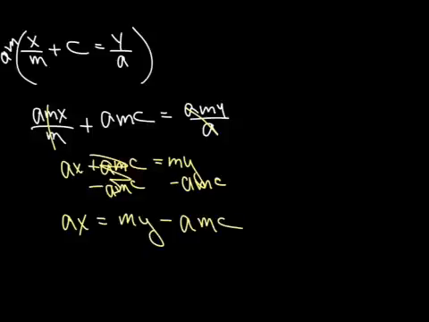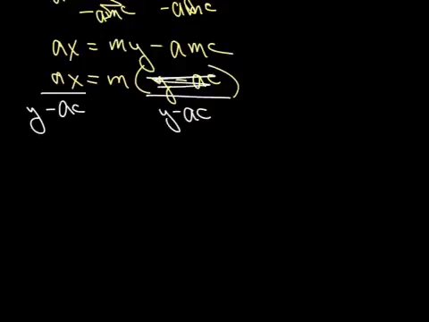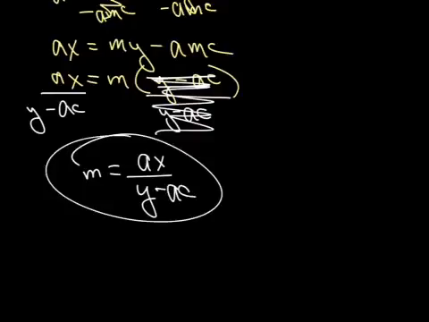Okay, now I look at this, and I factor out an m. I factor out what I'm looking for. Then I divide both sides by that. And when I do that, that all goes away. And there I've got it. M equals ax. I'm just switching it around here. And I am done.